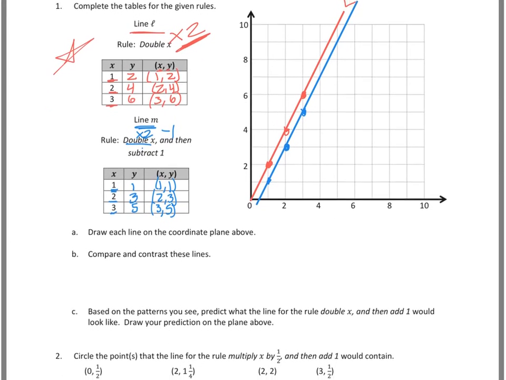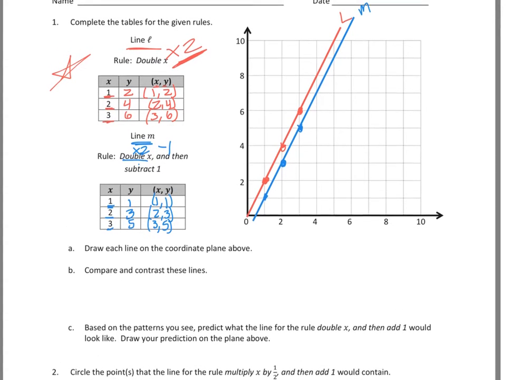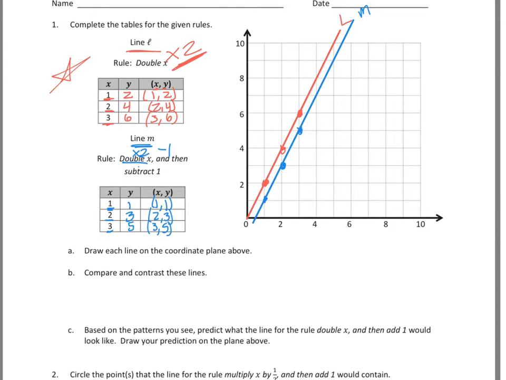Now it says, compare and contrast these lines. Based on the patterns you see for C, predict what the line for the rule double x and then add 1 would look like. So when I compare and contrast these, I'm not going to write a whole lot down, but I'll show you kind of what my thought is for this.